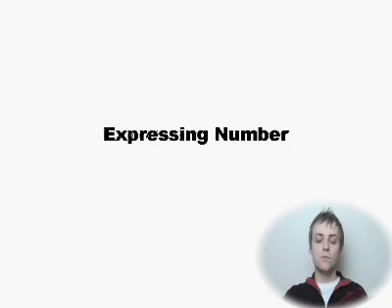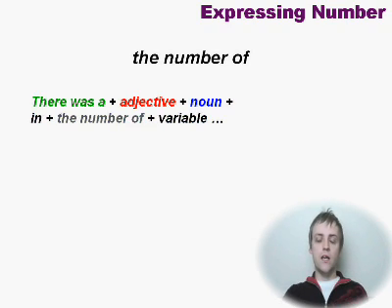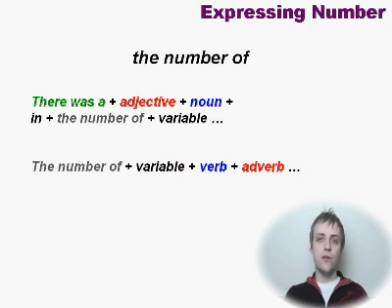Okay? So, first of all, number. We use this simple expression, the number of. We can have the number of in a sentence with this structure. There was a adjective, noun, in, important preposition, the number of, and then the variable. Or we can move the structure around a little bit and use some verbs and adverbs, the number of plus the variable, verb and adverb.